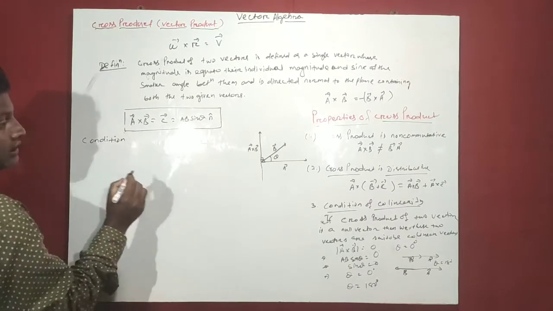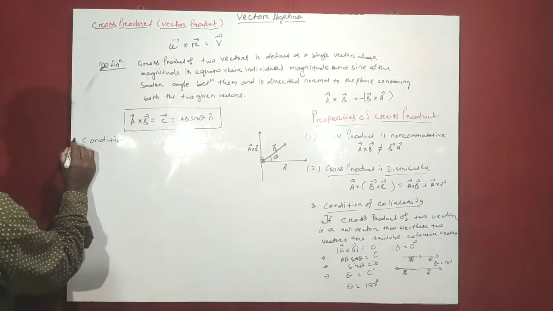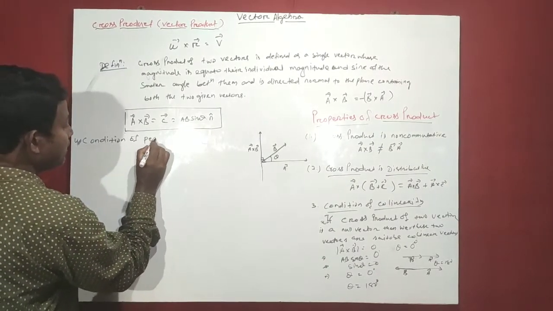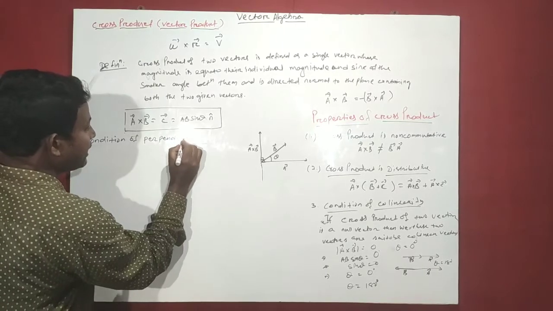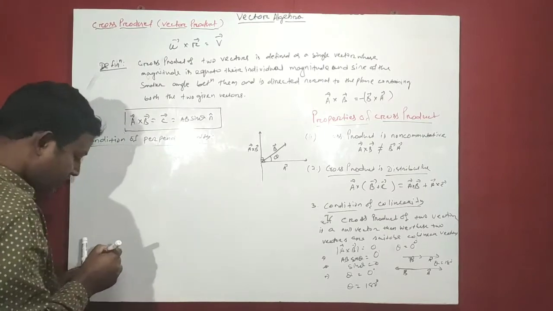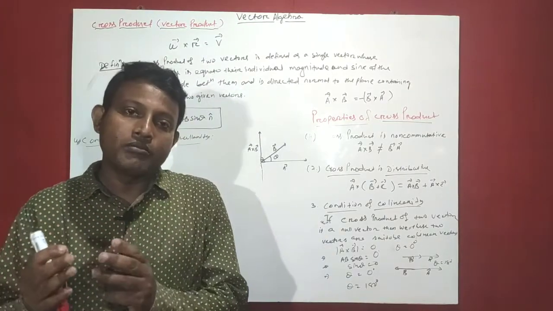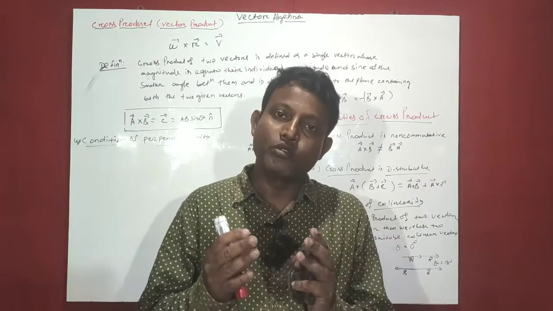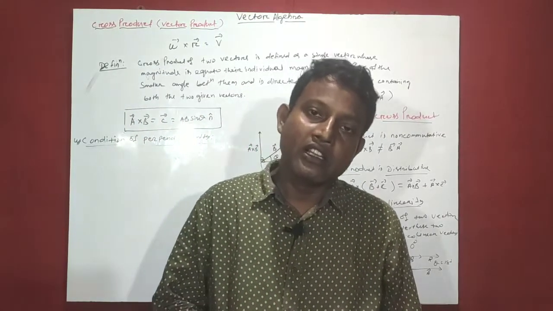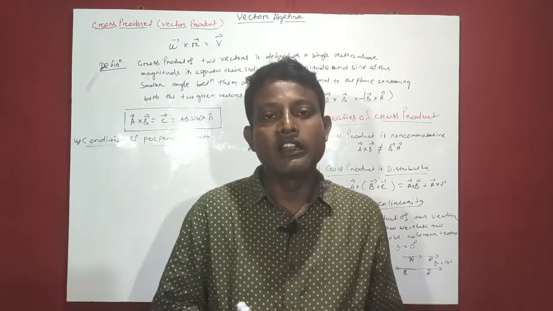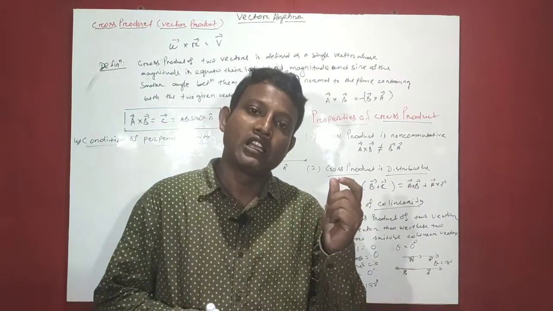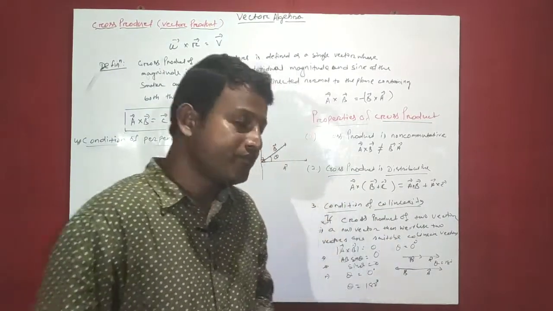Now the number 4.4, condition of perpendicularity. What is the condition of perpendicularity? When the magnitude of the cross product of two vectors is equal to the product of their individual magnitudes, then we can say that these two vectors are perpendicular to each other.